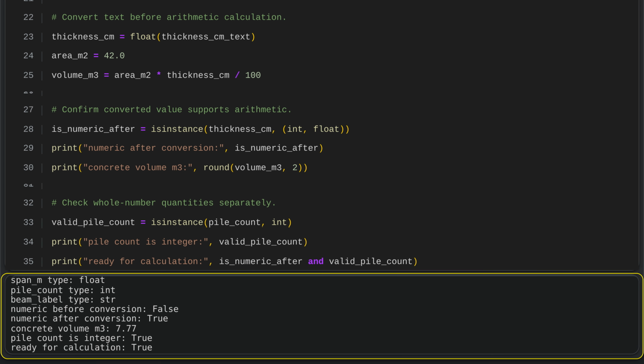This script shows how Python type checking helps make engineering calculations safer. It verifies that key values, such as a span, pile count, and beam label, have the expected number or text types before they are used. It also shows that a measurement imported as text must be converted to a float before arithmetic can be performed. After conversion, the script calculates concrete volume, rounds the result, and confirms the data is ready for further engineering calculations.